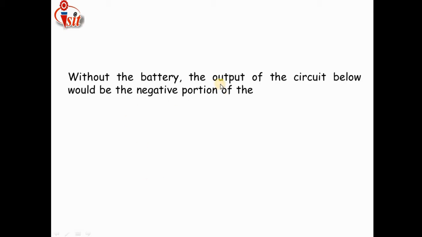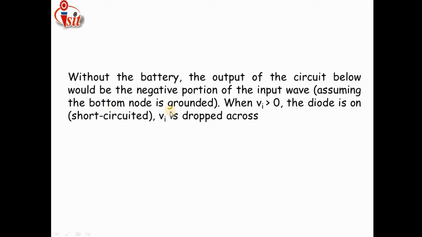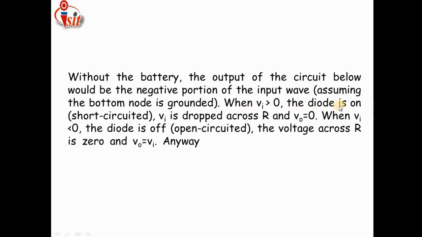Without the battery, the output of the circuit below would be the negative portion of the input wave, assuming the bottom node is grounded. When the input signal is greater than 0, the diode is on, that is, short circuited, and Vi, the input voltage, is dropped across R, and the output voltage is equal to 0. When the input voltage is less than 0, the diode is off and acts as an open circuit. The voltage across R is 0, and at that point the output voltage is equal to the input voltage. Anyway, the reference level would be 0.